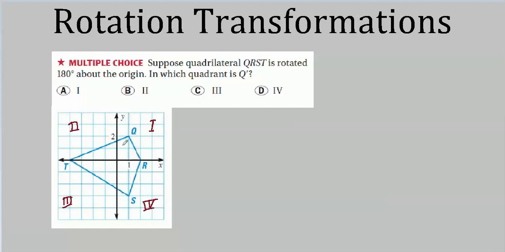Well, what do you think? If we sketch in a line from here to the origin and rotate it 180 degrees, where's it going to go? Right about there somewhere, right? Looks like the third quadrant to me. This was pretty simple.